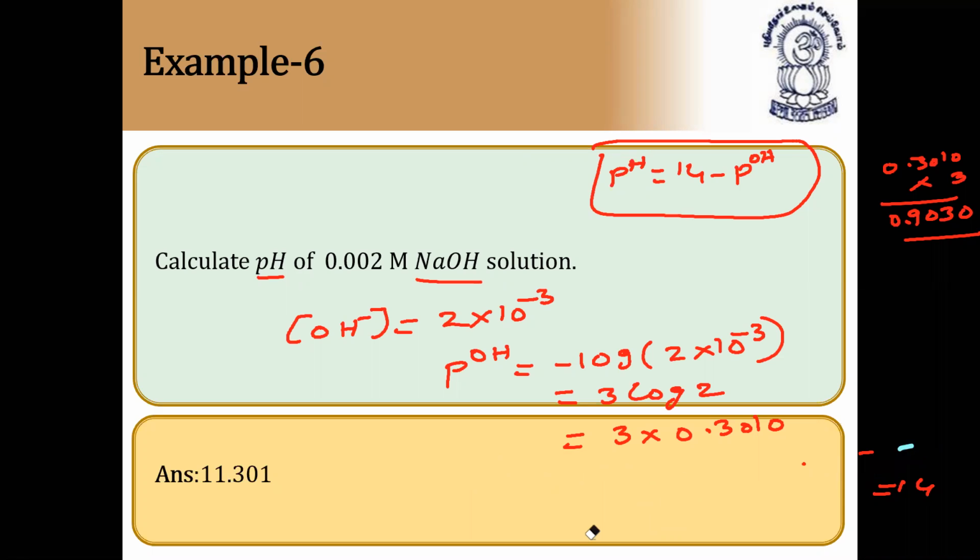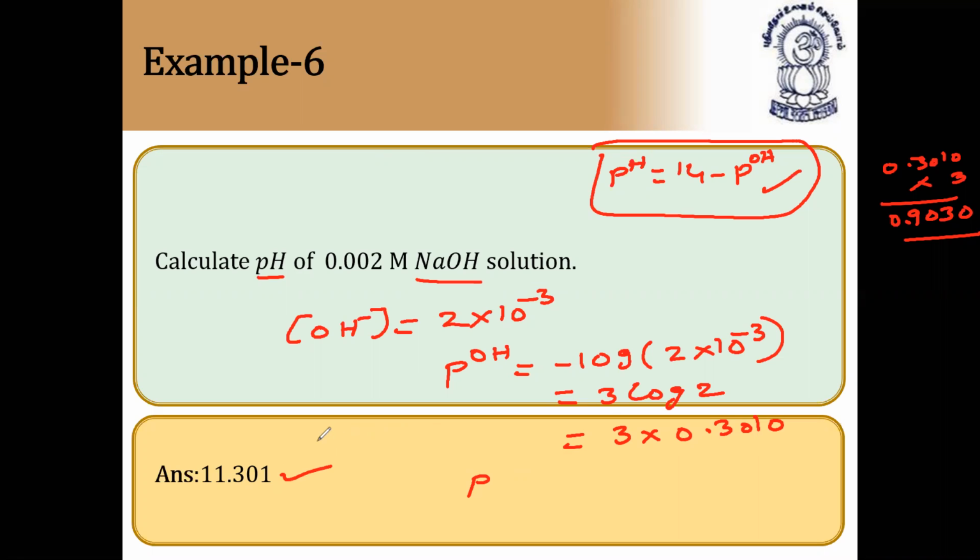So here itself I am stopping now. You multiply this, because log 2 value is 0.3010. So 3 into 0.3010. After getting pOH, we can take pH is equal to 14 minus pOH. So 14 minus the pOH value, after multiplying this, you will get the answer. This should definitely be 11.301.